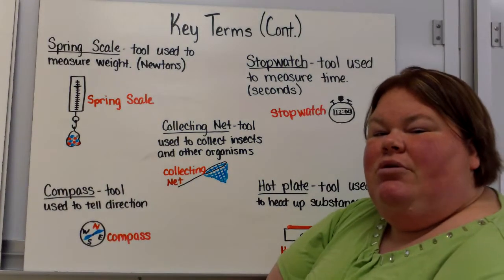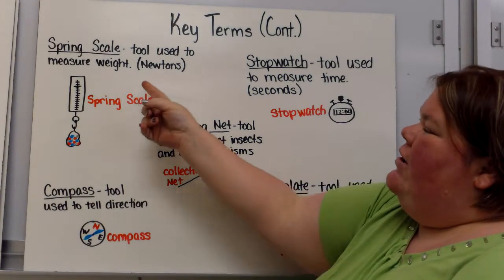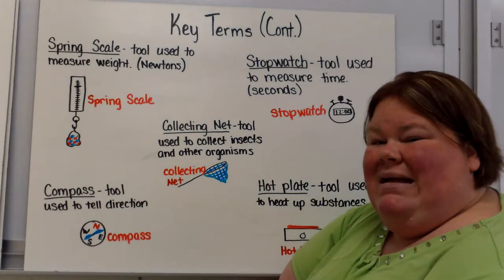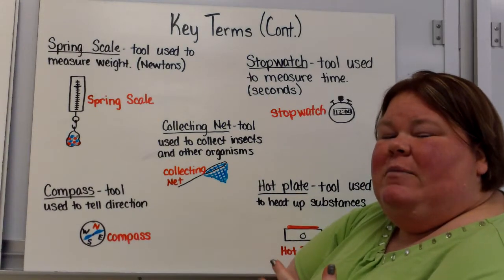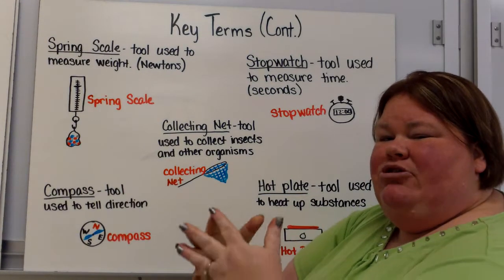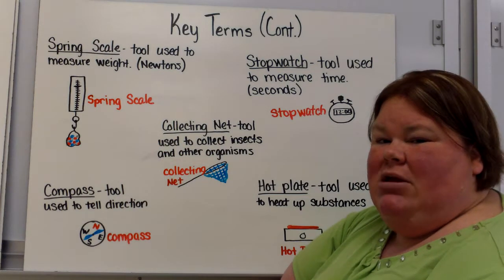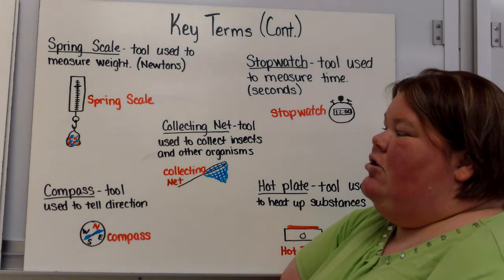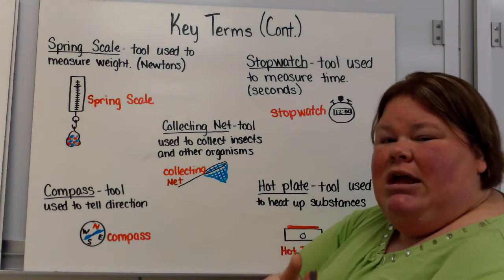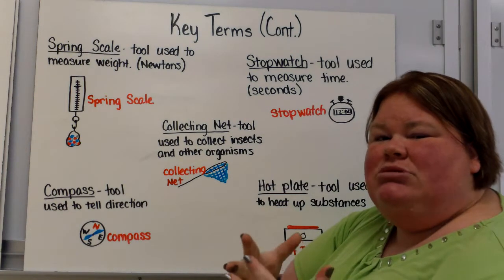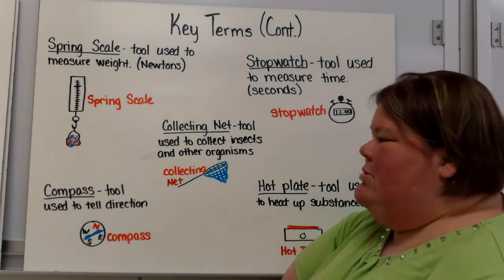Other tools that we use are a spring scale. It's used to measure weight. Now be careful with this because a balance is used to measure mass, whereas a spring scale is used to measure weight. You see these a lot in your grocery stores when you go and buy produce such as apples or onions or tomatoes.